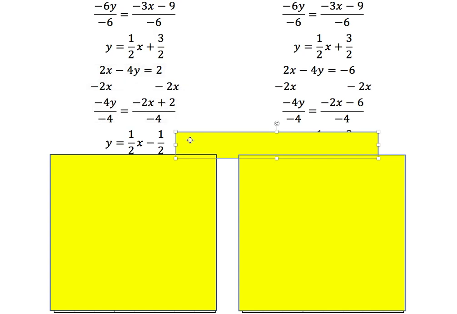All right, now for the equation over here, again, you're dividing by -4. Your slope is going to be 1/2 because the -2 divided by -4 reduces to 1/2. But this time, -6 divided by -4 reduces to +3/2. The negatives cancel each other out.